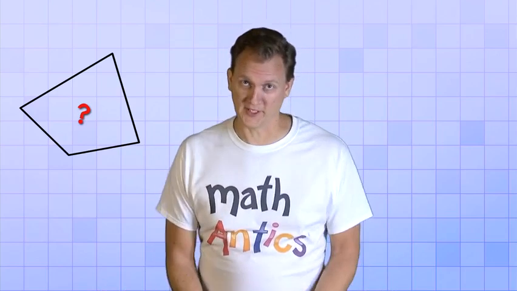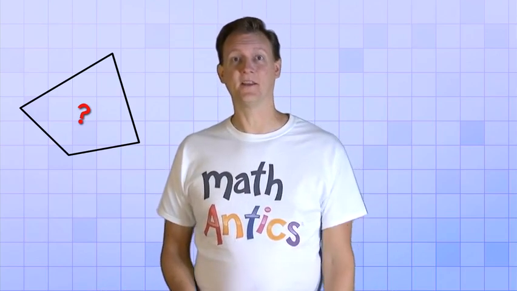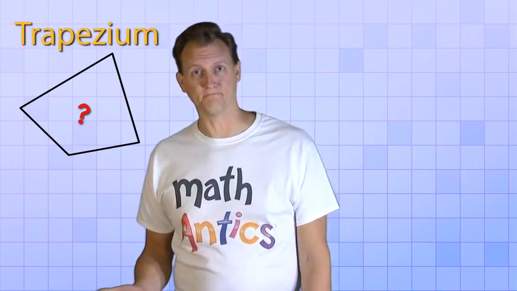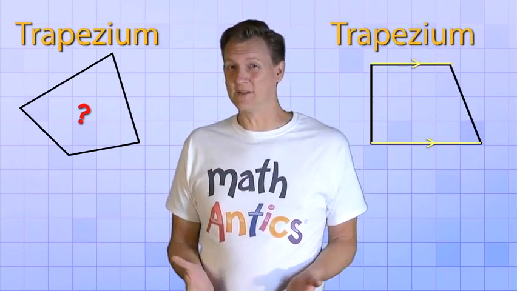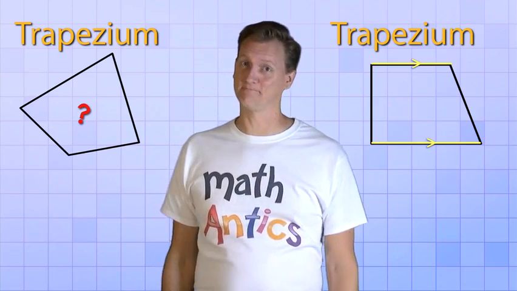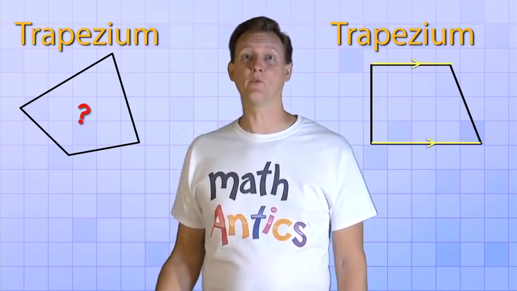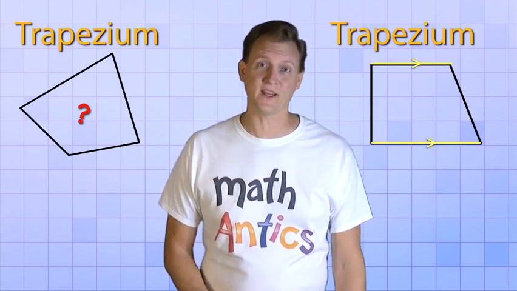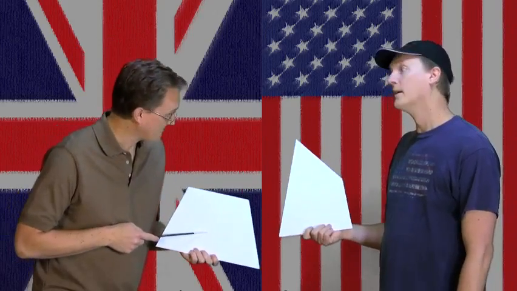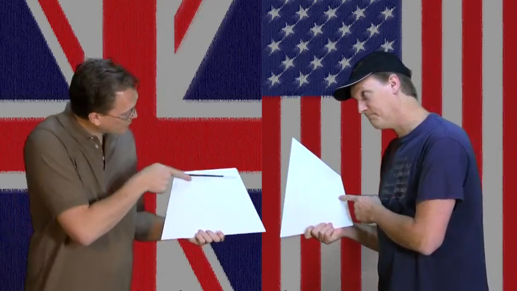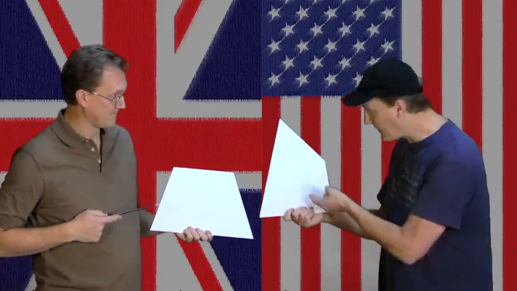Now here's the really confusing part. In America, this is sometimes called a trapezium. But isn't that what they call a quadrilateral with only one pair of parallel sides in the UK? Yep. Unfortunately, the same word is used to describe 2 different things in 2 different countries. Trapezium.